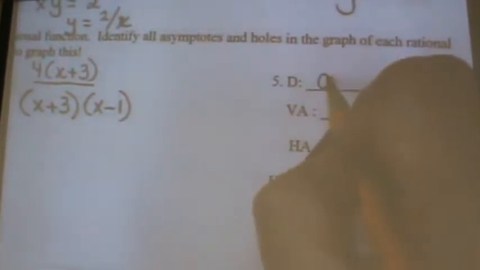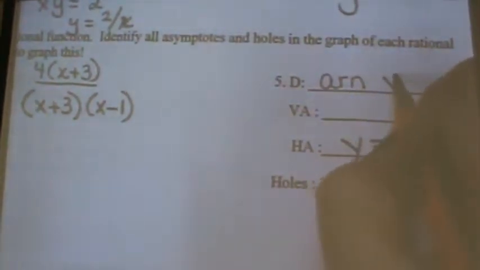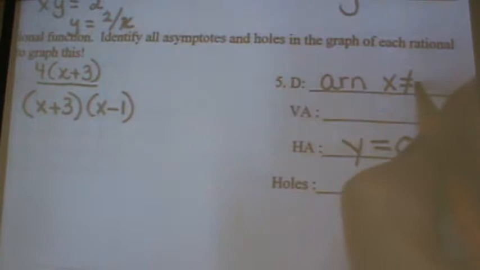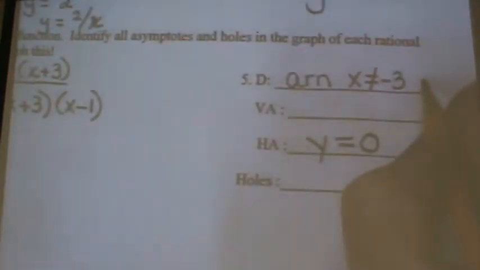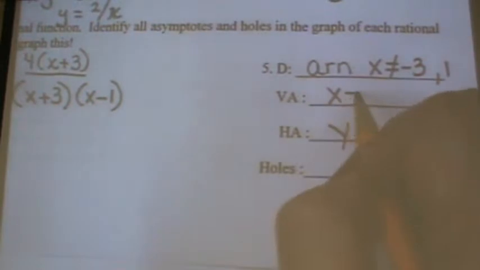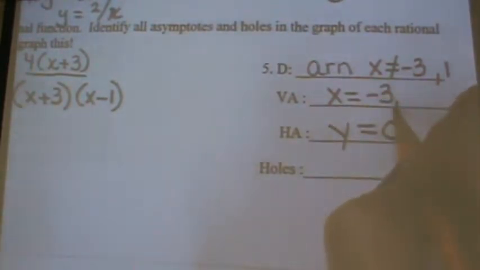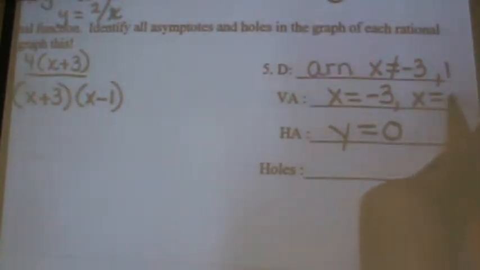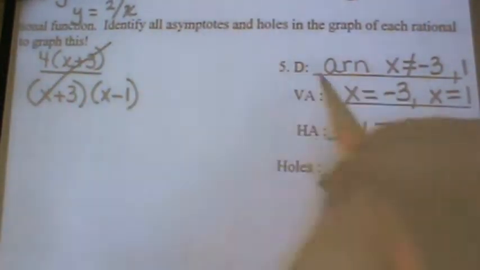So, your domain is all real numbers. X cannot be -3 or positive 1. Now, your vertical asymptotes would be x equals -3 and x equals 1. But watch this. We have a hole. So you can cross this one out right there. But don't cross it out in the domain.